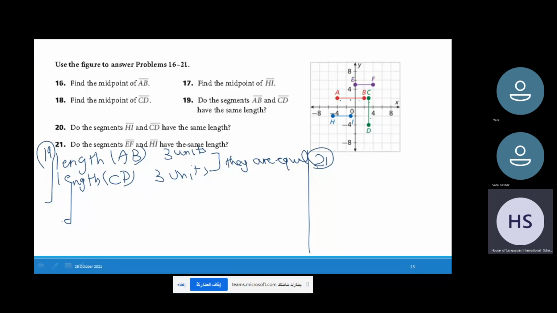Number 21. Okay, yalla, solve number 21. Do the segments EF and HI, EF the purple one and HI the blue one, have the same length? Yes. Teacher, yes, they have the same. Yes, because both of them are 2 units, not 3.